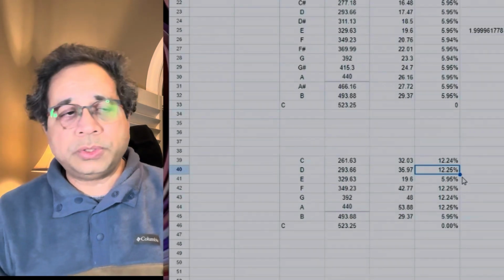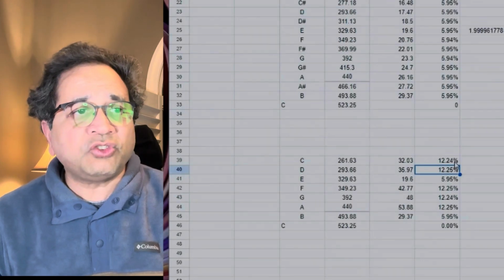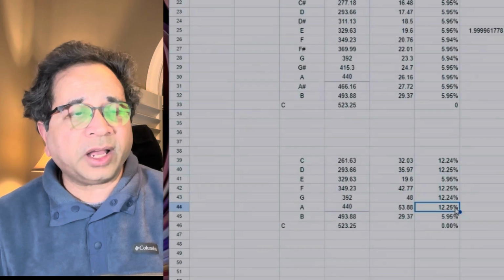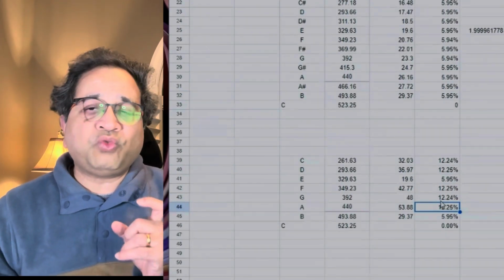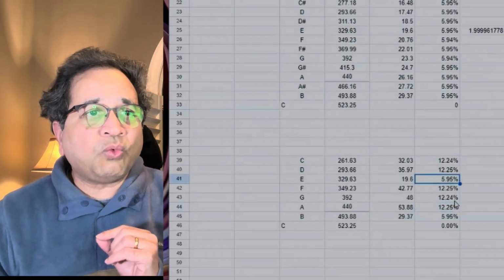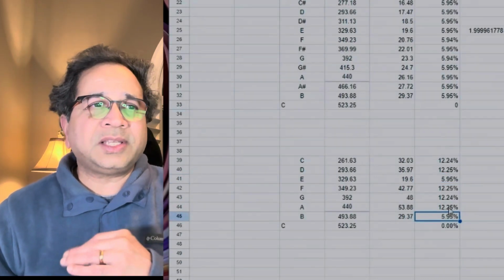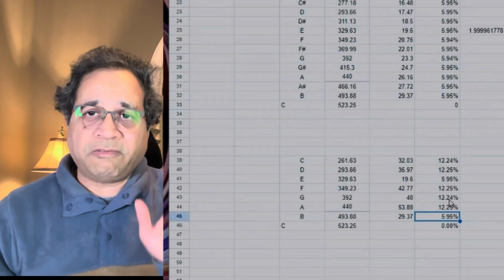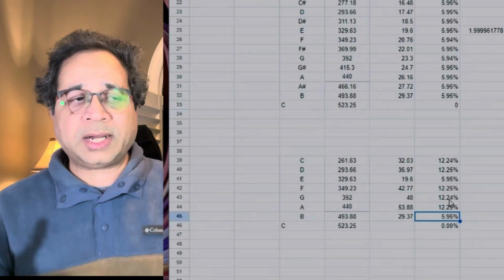And now you look at these frequencies, we got how many 12.25%? 1, 2, 3, 4, and 5. So 5 notes that are 12.25% apart. And then how many 5.95s? 1 and 2. 2 notes. 2 notes that are 6% apart and 5 notes that are 12% apart. 5 and 2, right? Does that show a pattern?